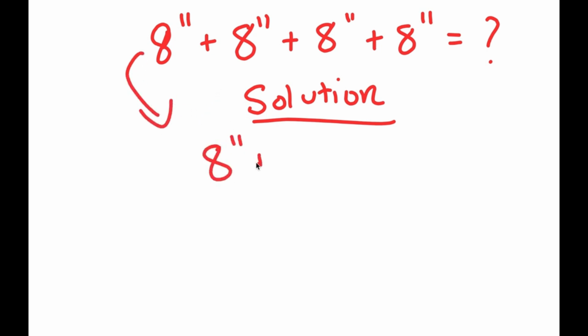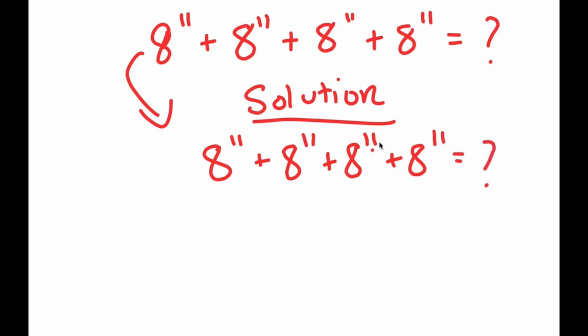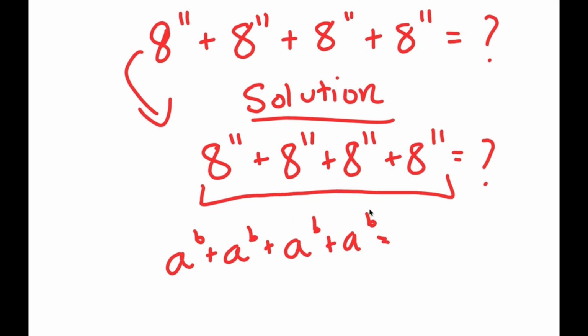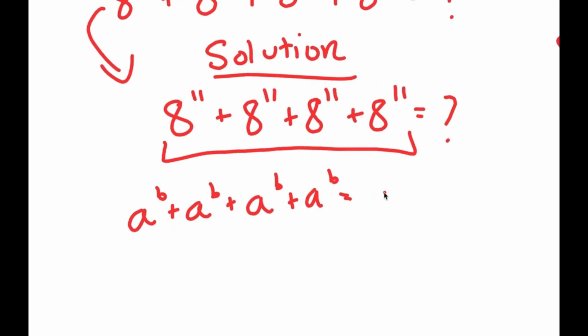So 8 to the power of 11 plus 8 to the power of 11 plus 8 to the power of 11 plus 8 to the power of 11. Now, notice how all of these terms here are the same. So I have all the same terms adding with each other. And if I have something in the form a to the power of b plus a to the power of b plus a to the power of b plus a to the power of b, I can simply just factor out a to the power of b from here.